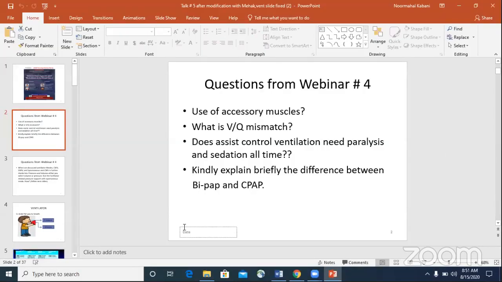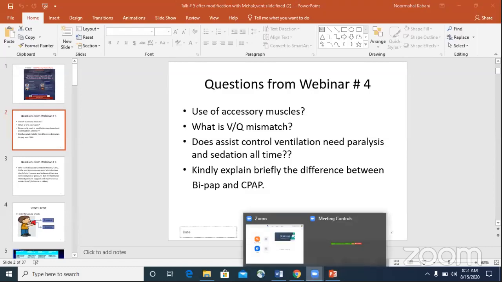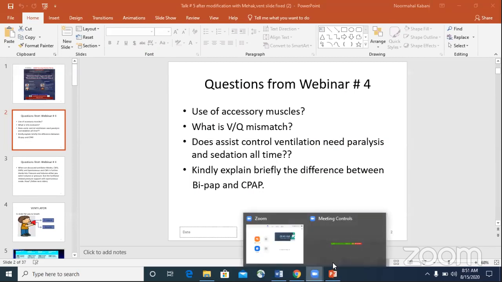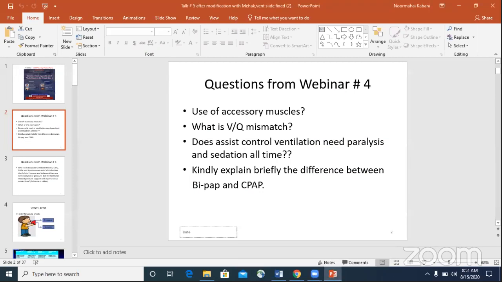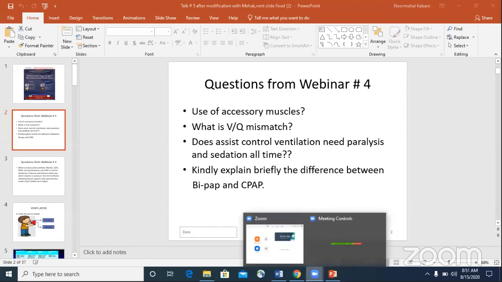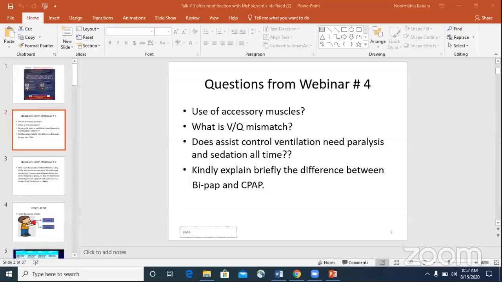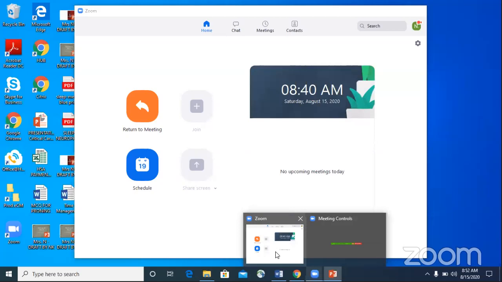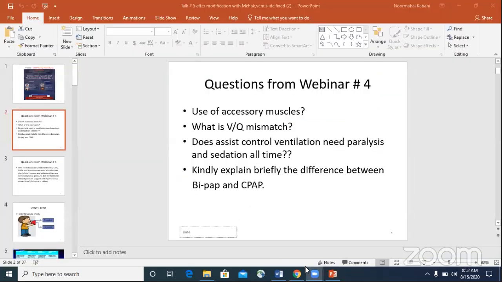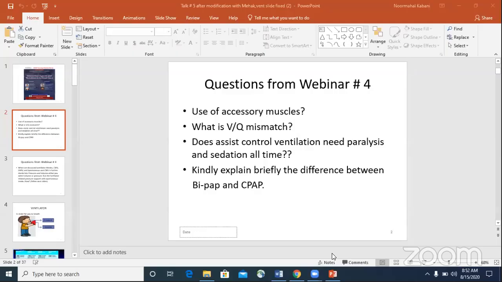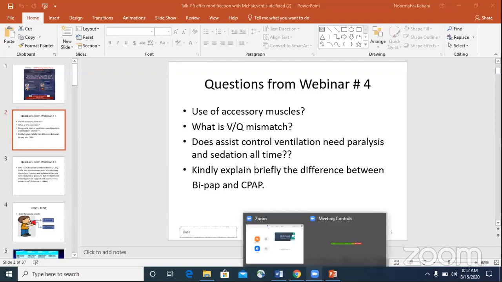Now, the idea about why we call it a VQ mismatch is that blood is perfusing the bases of the lungs well. Jafar, would you mind answering the question if I'm breaking up? Yes. Dr. Jafar, are you answering or do you want me to explain? Go ahead. Okay, I'm trying to bring the slide back up.